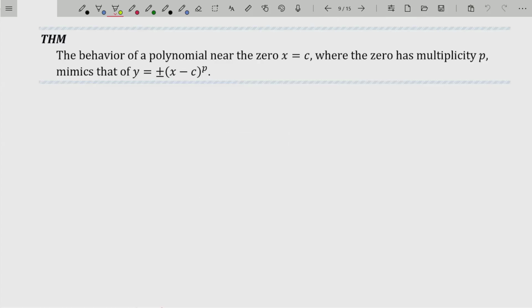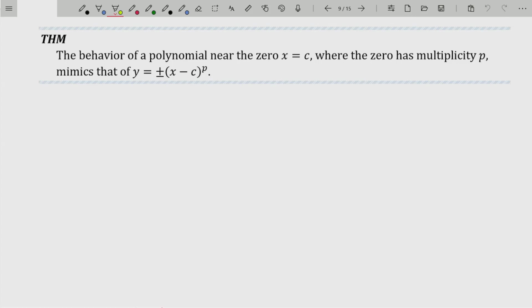This is yet another theorem that I've already alluded to within this lecture. The behavior of a polynomial near a 0, where the 0 has multiplicity p, mimics that of plus or minus x minus c to the p power.